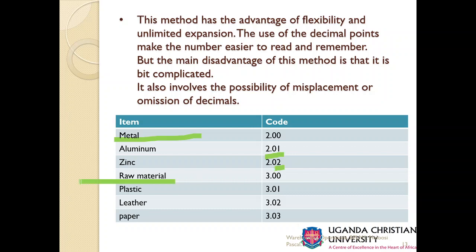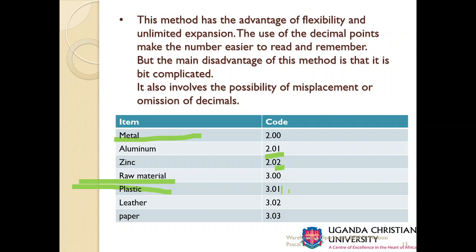If it's a raw material, what kind of raw materials are we talking about? All raw materials are going to be 3.0. If it's plastic, it will be 3.01. If it's leather, 3.02. It is paper, 3.03. But again, I want you to note that you may have different kinds of plastic. So what happens? You may find yourself having to put another provision here for the first kind of plastic, maybe 3.011. The other one, another type of plastic, may be 3.012.